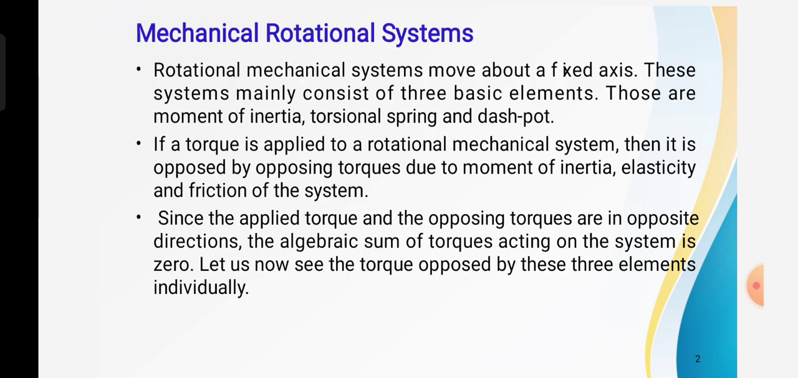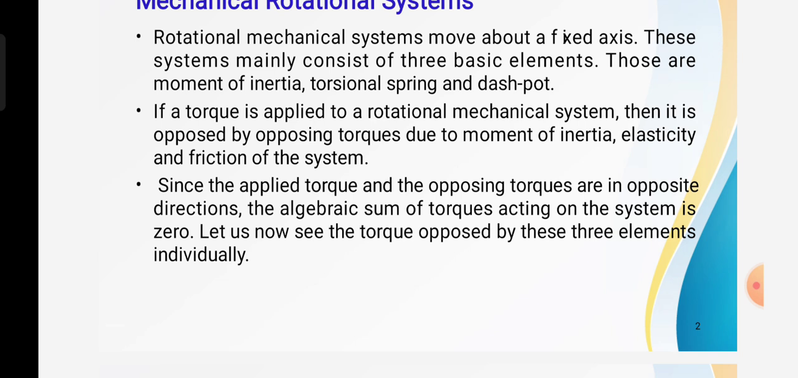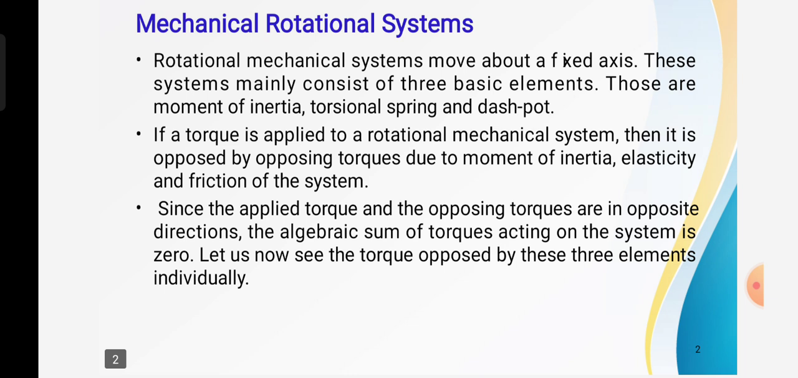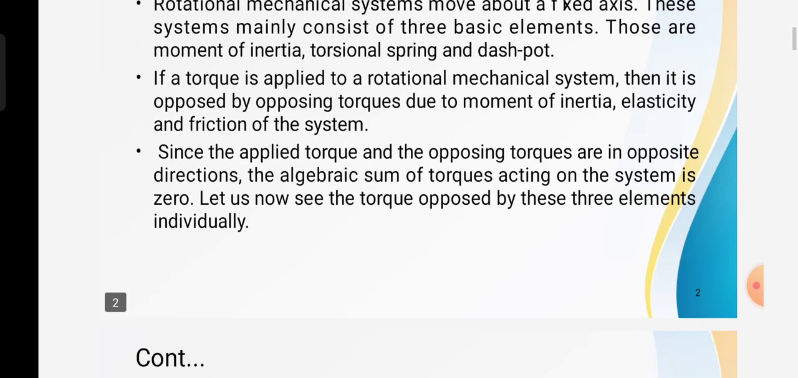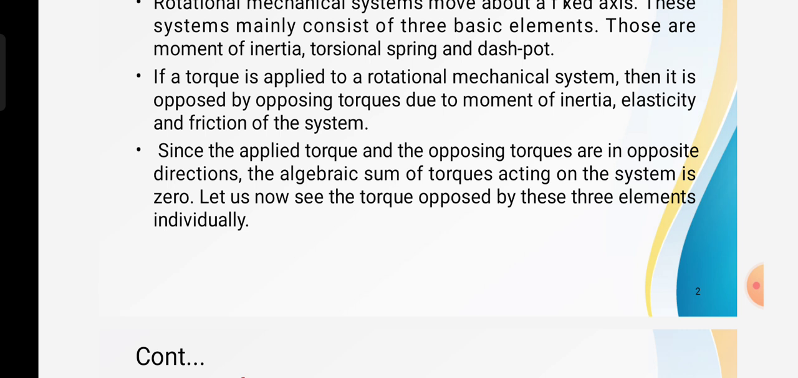When a torque is applied to a mechanical rotational system, it is opposed by opposing torques due to the moment of inertia, friction and torsional spring of the system. Therefore the applied torque and the opposing torques are in opposite directions. By Newton's law of motion, the algebraic sum of torques acting on the system is 0. Newton's law states that the sum of applied torque is equal to the sum of opposing torques on a body. Let us now see the torques opposed by these three basic elements.